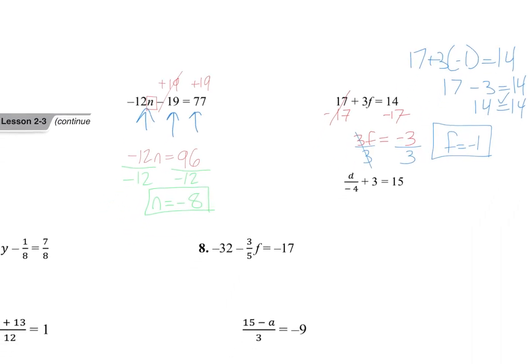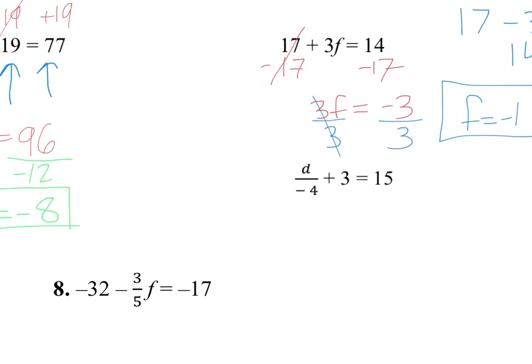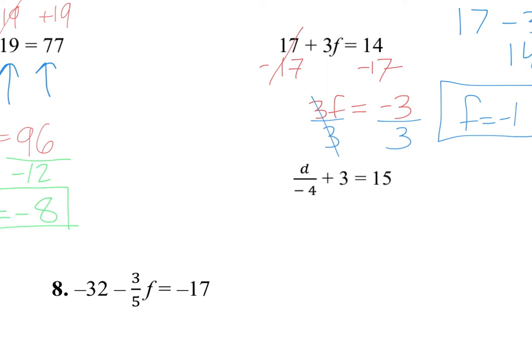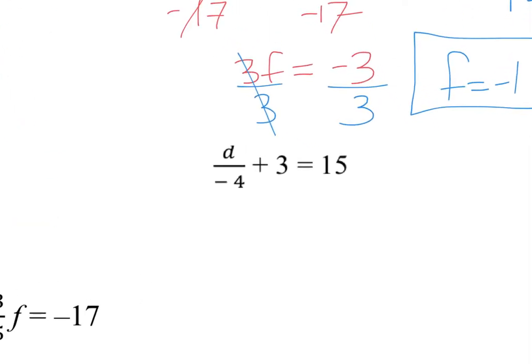Taking a look at this one, or number 8, these are both fairly similar here. We see that we've got d being divided by negative 4, so hopefully you remember that means we need to multiply by a negative 4. But I don't want to do that yet, because if I multiply by -4 right now, I'd actually have to do it to both and distribute. So instead of doing that, I can leave it for my last step.